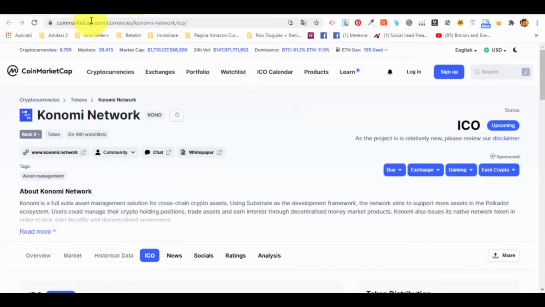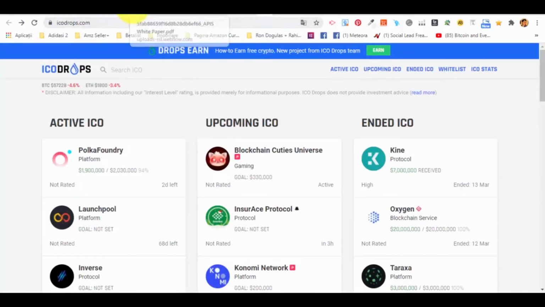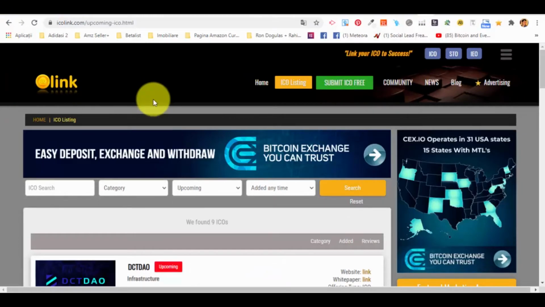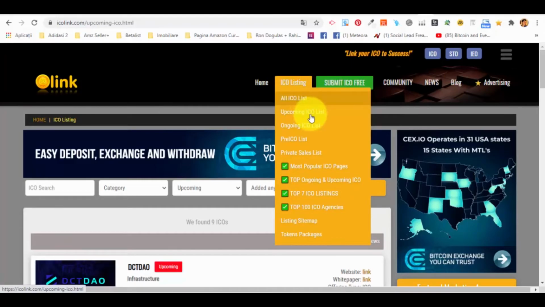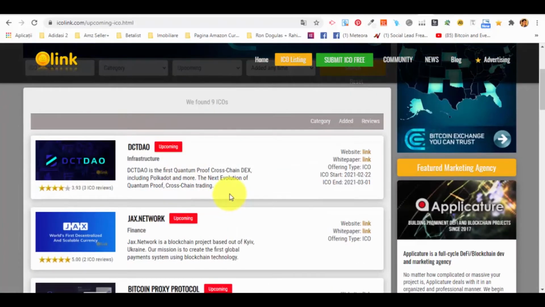On the other hand, obviously, the return on the investment can be very high in a relatively short period of time. So CoinMarketCap is one of the places where you can check out the list of ICOs. Another one is, let's see, ICO Drops, which is pretty interesting. It doesn't have as many ICOs announced as the other one. And we also have ICO Link, again another platform that you can check out. You can see ICO listing here in the menu, upcoming ICO, ongoing, pre-ICO list, and so on. So you can see what projects are upcoming here.